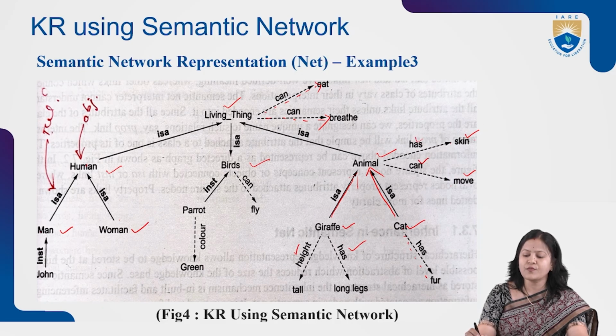But what is the attribute here? Skin and move, these are the attributes. Fur is the attribute here. Long legs is the attribute. Tall is the attribute. But over the arrow mark, whatever is visible, these are the relations. So height is the relation. Giraffe height is tall. Giraffe has long legs.